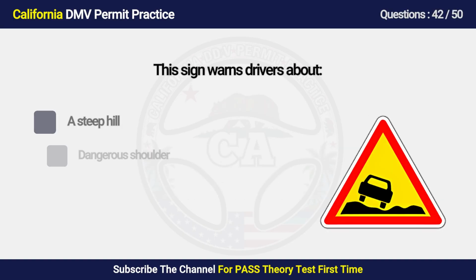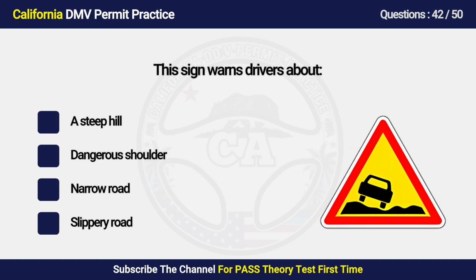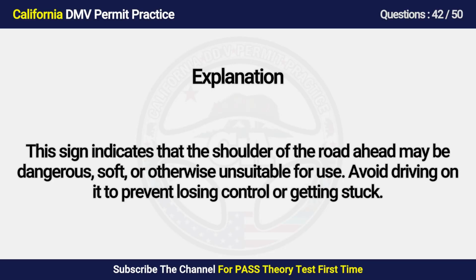Question 42. This sign warns drivers about A. Steep hill, B. Dangerous shoulder, C. Narrow road, D. Slippery road. Answer is B, dangerous shoulder. This sign indicates that the shoulder of the road ahead may be dangerous, soft, or otherwise unsuitable for use. Avoid driving on it to prevent losing control or getting stuck.